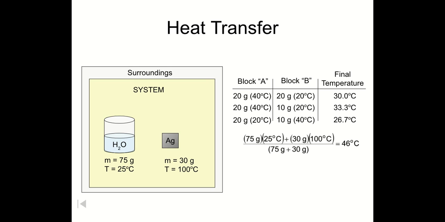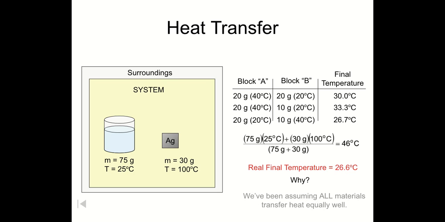However, when you put the silver into the water, what you would actually observe is a much smaller temperature change, with respect to the water anyway, and you actually only get a final temperature of 26.6 degrees. So why is that? Well, silver and water are obviously two different materials, okay? And we've been assuming that all materials transfer heat and store heat the same. However, each material does not, okay?